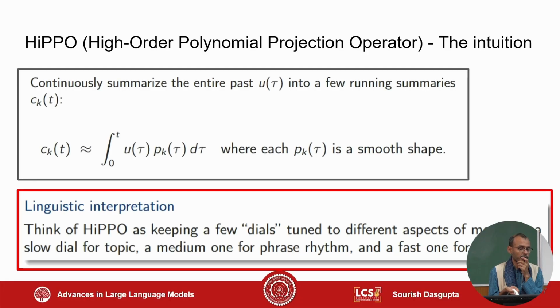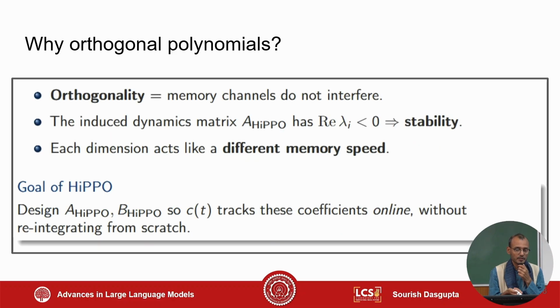So the linguistic interpretation is, think of Hippo as keeping a few dials, like a lot of clocks moving, and one clock, the slower clock, would be about the broader topic. The medium one will be for, let's say, phrases, noun phrase, verb phrase, and so on, and the faster ones will be for the connectors.